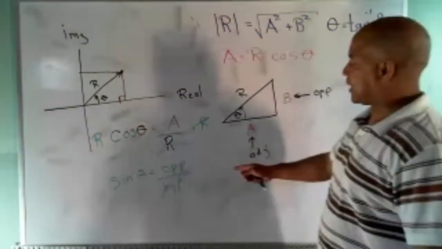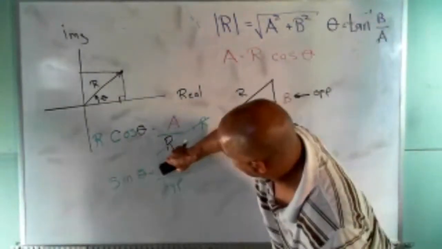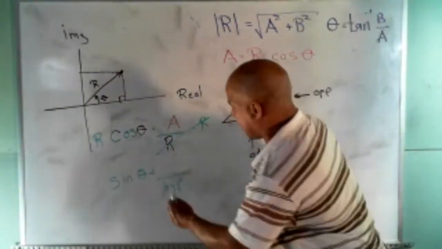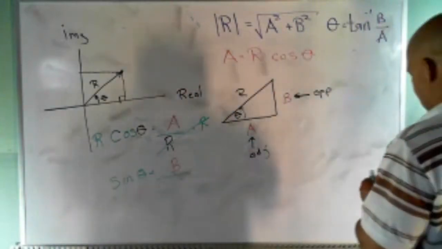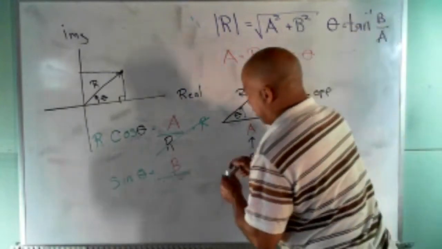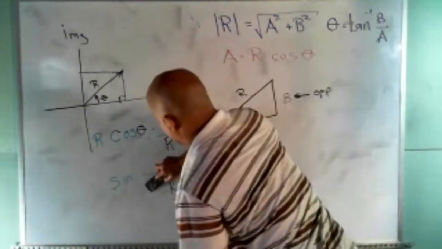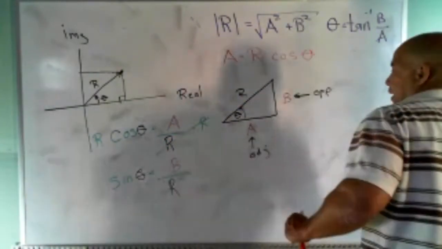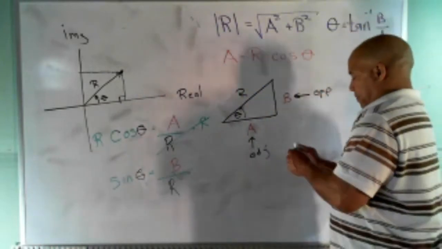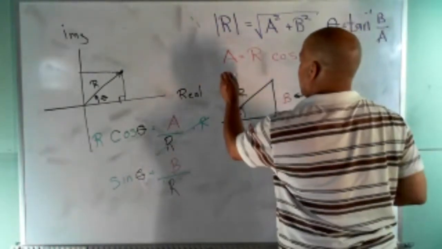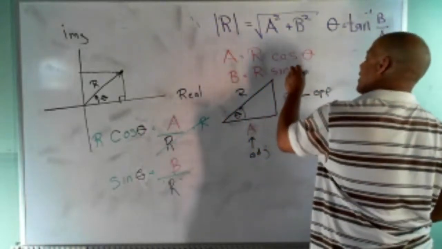And I have the same logic down here. I don't want to go through the whole thing, but the opposite side down here goes with the sine. I can put a B down there over the hypotenuse, which is R. We also know that angle, so I'll make that black. And I can do the same thing that I did here. I can multiply both sides by R. And if I do that, what I get is B equals R sine theta.